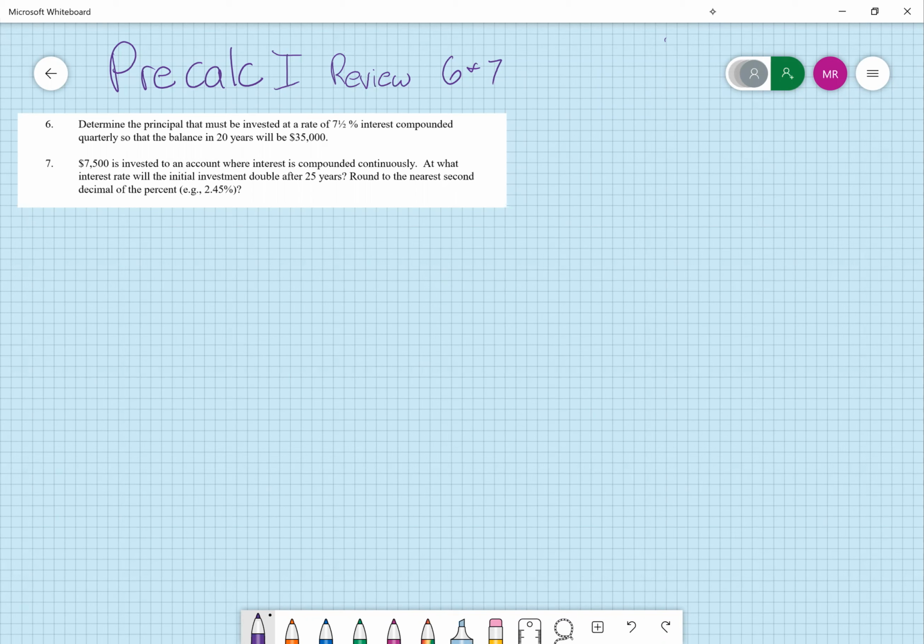These are the last two problems on the calculator portion of the test. In your test, you're going to have a portion where you can use a calculator and where you can't. So this is where you still can. So let's start off with number 6.